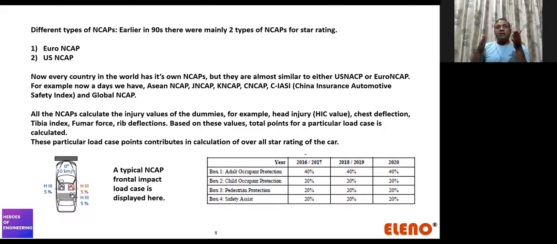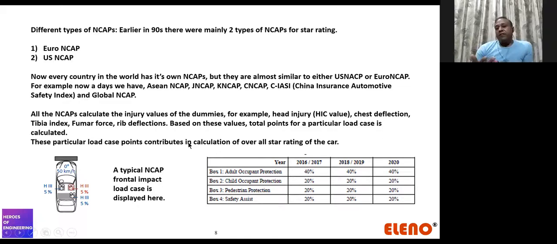Let's say in one car crash the knee is touching the instrument panel, and unfortunately there are some hard things behind the instrument panel and the knee is broken. So we are trying to make the whole body of the passenger safe in the car crash, and that is calculated by the NCAP. Based on these injury values, we calculate the points of the particular load case. I will explain more in detail.